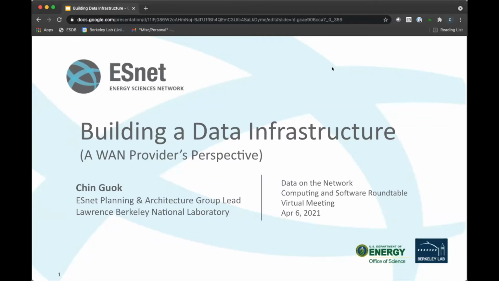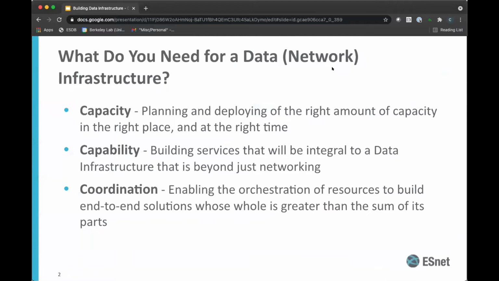to build a data infrastructure. So it's gonna be reasonably high level, but we will talk about some specific activities that we're doing. But generally, there are three areas that we want to focus on. So the first is capacity, and the general idea there is putting the right amount of capacity in the right place at the right time.